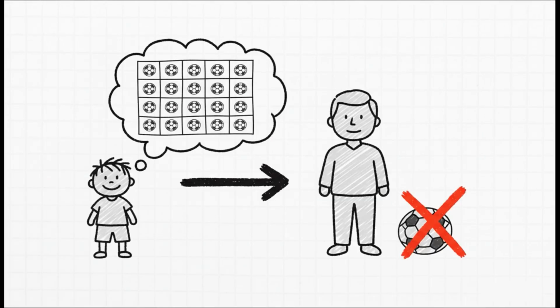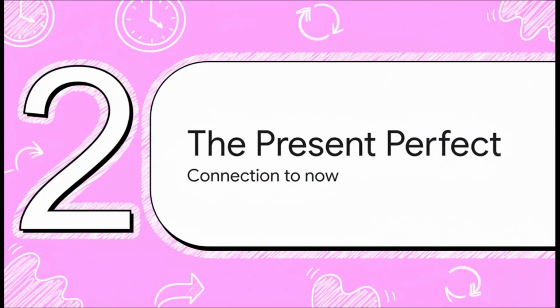And third, we use it for past routines or habits, things you used to do but don't do anymore. Like, when I was a kid, I played football every day. The reason this is past simple is because that time, when I was a kid, is totally finished. All right, so that's the past simple, all about finished actions.